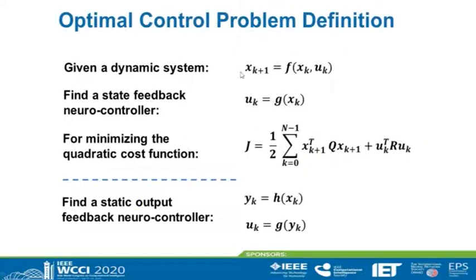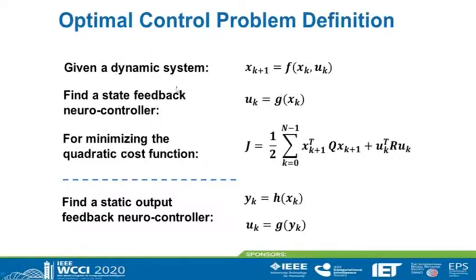Problem definition. The system is given by this state space equation, where X is the state vector and U is the control input. We want to find a state feedback neurocontroller given by this expression for minimizing the quadratic cost function given by this expression, with Q and R being positive matrices.